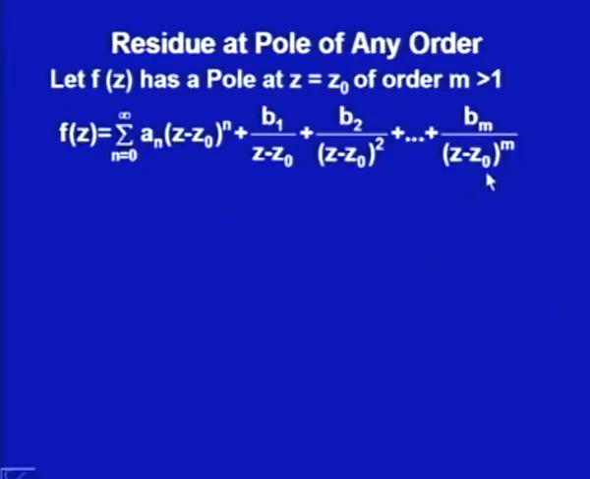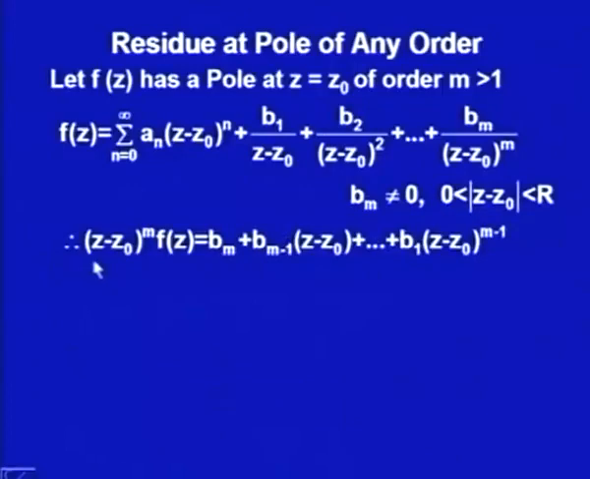Now, let us multiply this whole expression by (z - z naught)^m on both sides. So, what we get is (z - z naught)^m f(z) equal to, writing from this side, b_m plus b_(m-1) times (z - z naught), and so on, plus b_1 times (z - z naught)^(m-1), plus, since I have multiplied by (z - z naught)^m, a_0 times (z - z naught)^m, plus a_1 times (z - z naught)^(m+1), and so on.